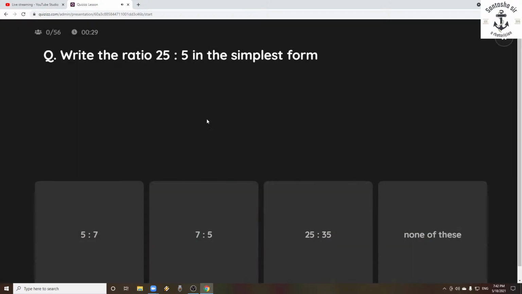Question number 7 on your screens now. Write the ratio 25:5 in the simplest form. So how do you write this 25:5 in the simplest form?